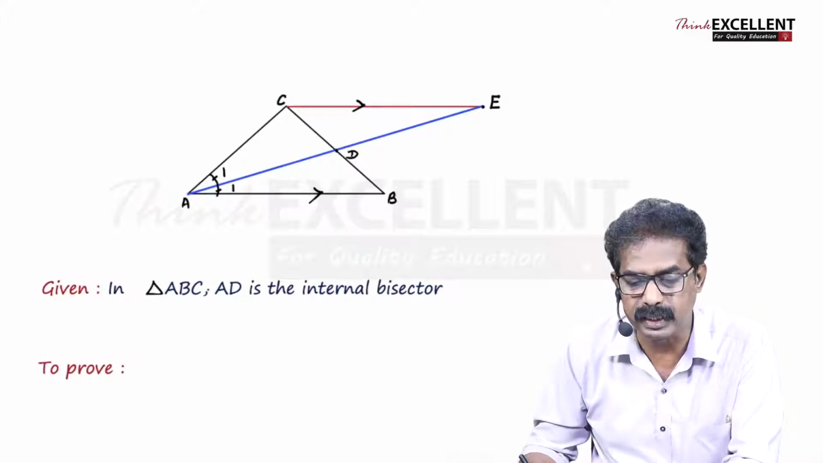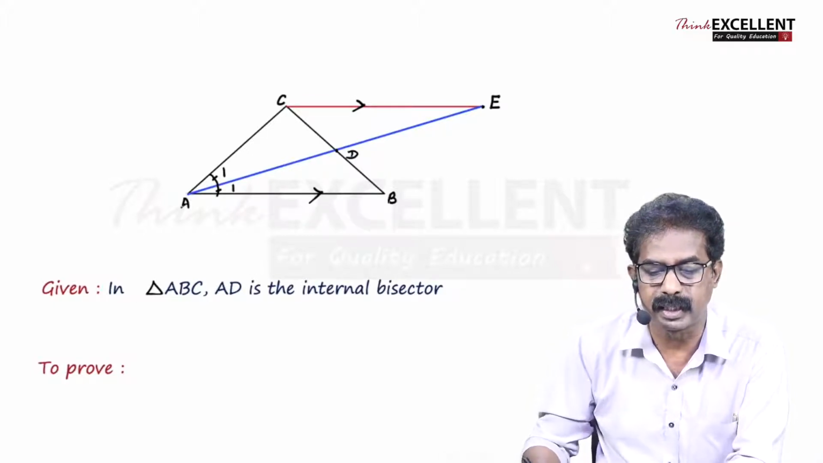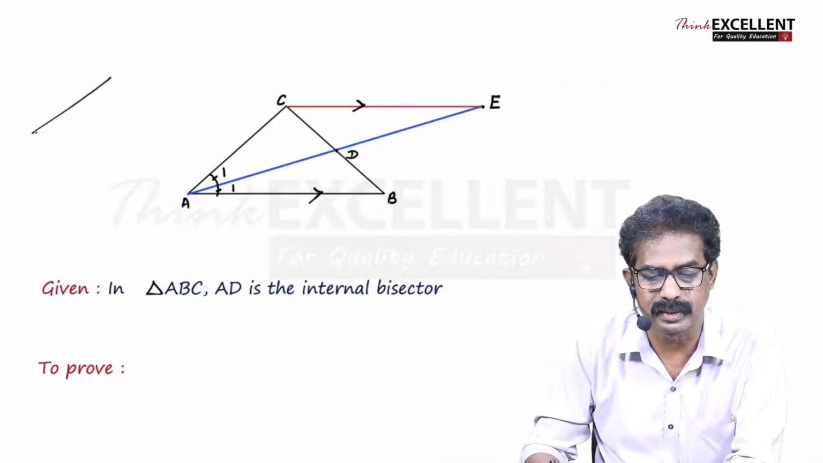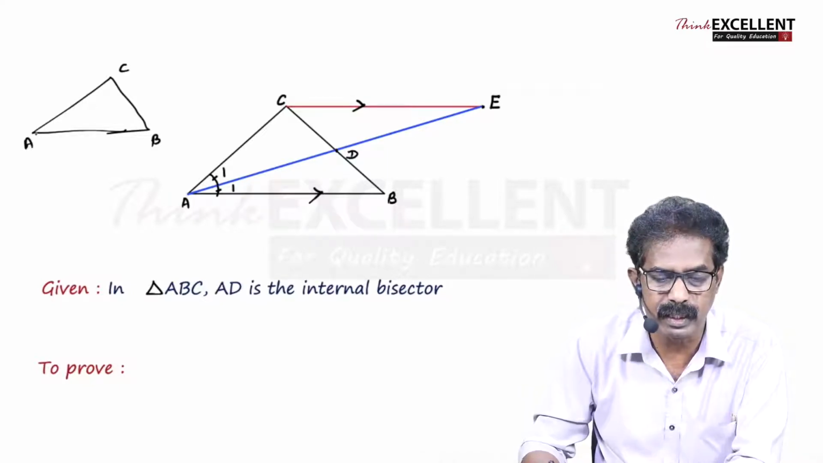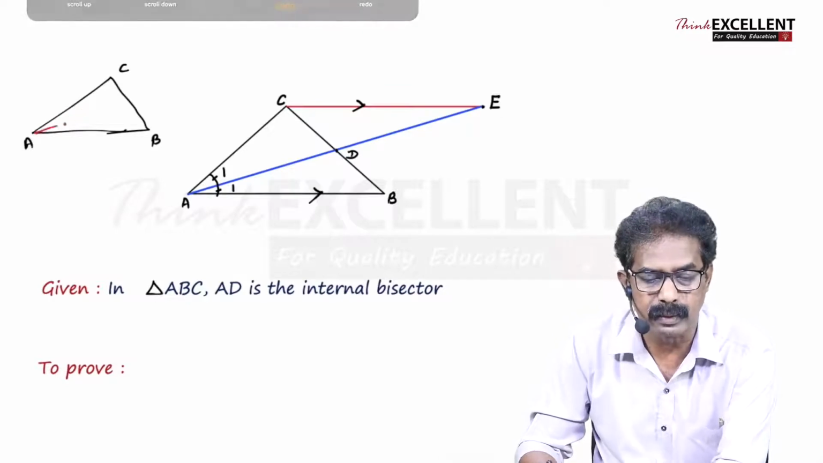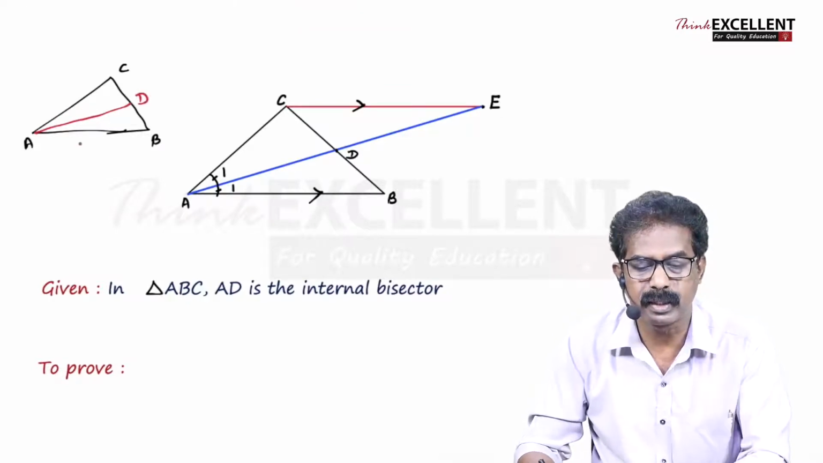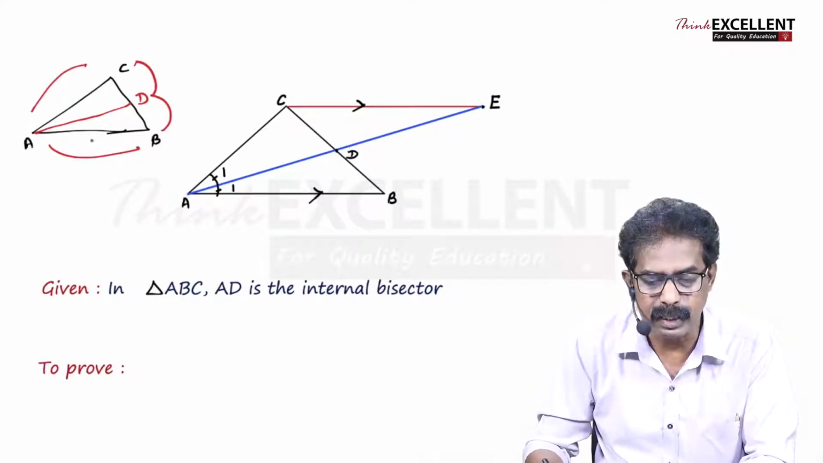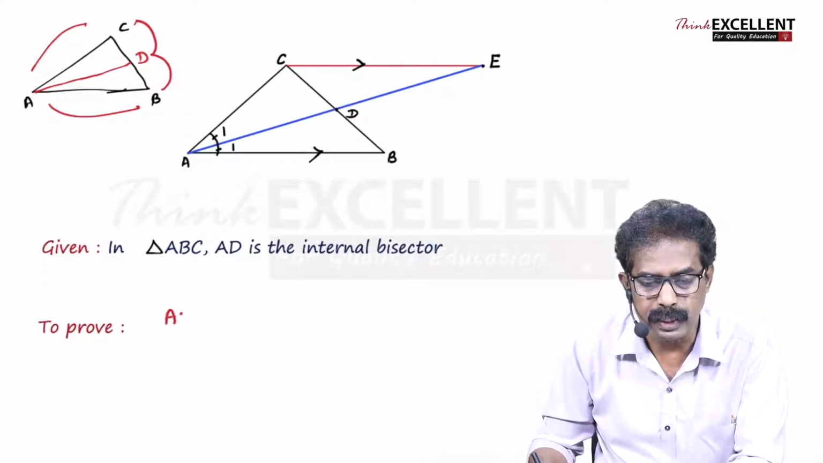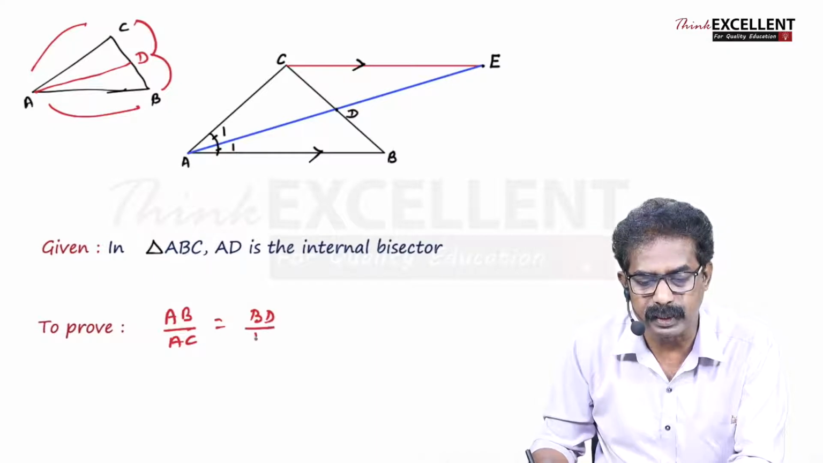Now listen carefully. What is given here? In triangle ABC, AD is the internal bisector. Now the triangle is like this. I am taking A as this point, ABC. AD is the angle bisector. Then what can you say here? AB by AC is equal to BD by DC. So we have to prove AB by AC is equal to BD by DC.